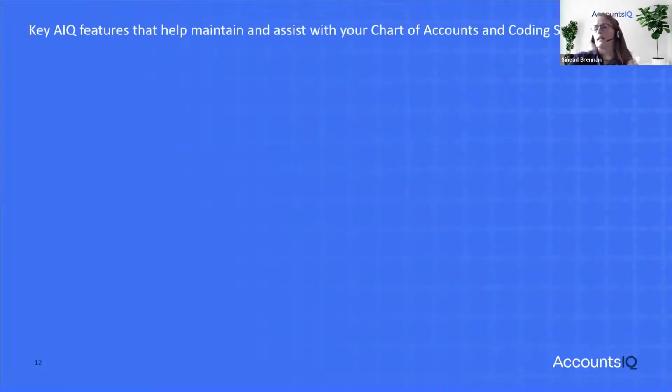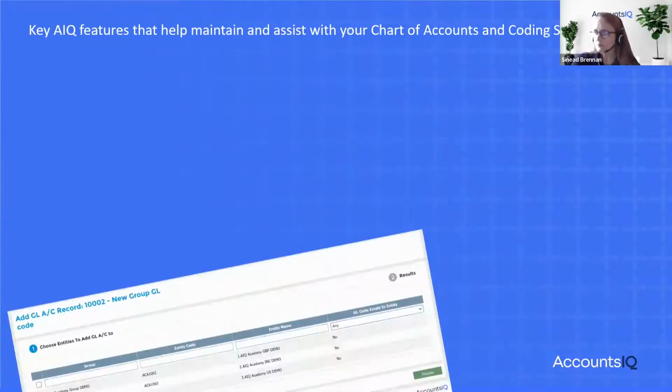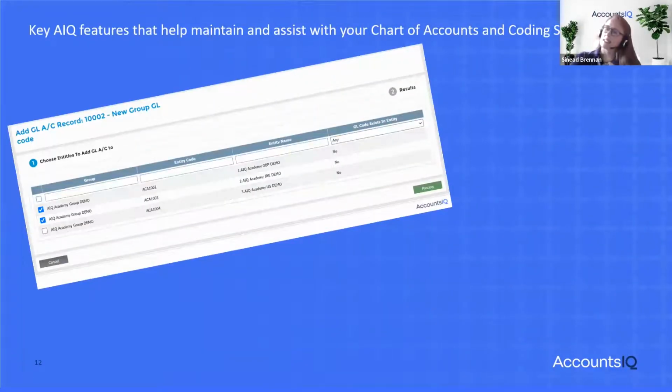Very quickly, we'll look at some key features we have in AIQ that help maintain and assist with your chart of accounts and your coding structures. This is our newest feature, which has been well received. You can see here the ability to add a GL code across an entire group. We have customers that go from a 2-entity group company to 100 entity group companies, so you can see where the value of this will be.